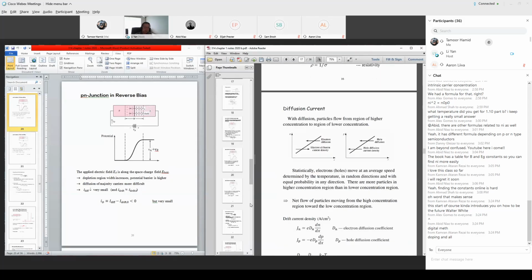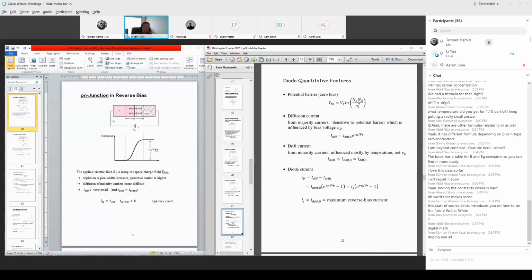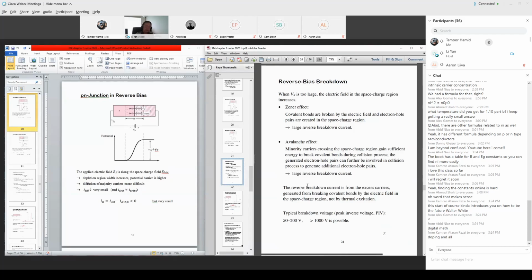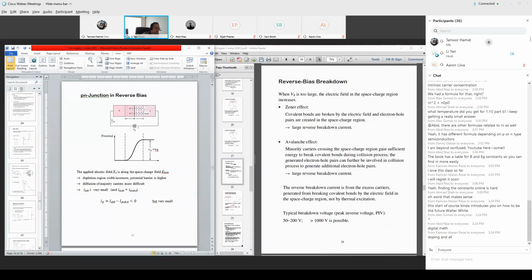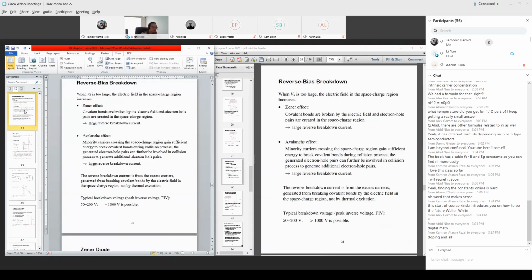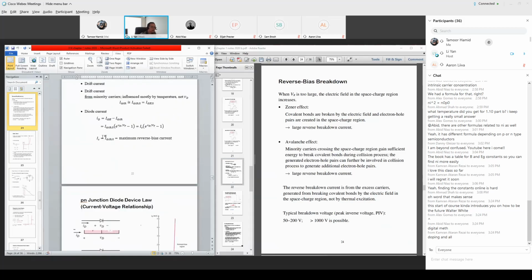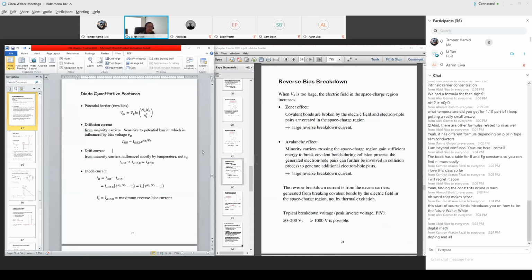Okay, let's go back to the reverse breakdown. Let me put you back into this page and summarize. Here, I want to compare. Previously I described what happens in the diode.